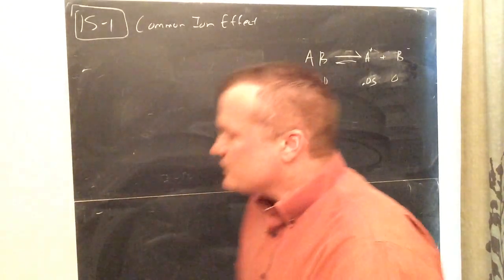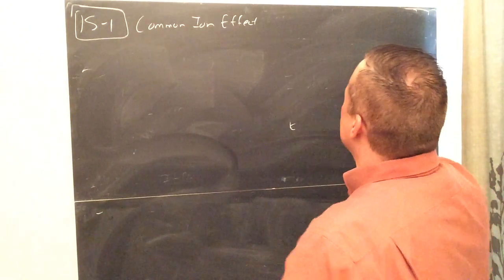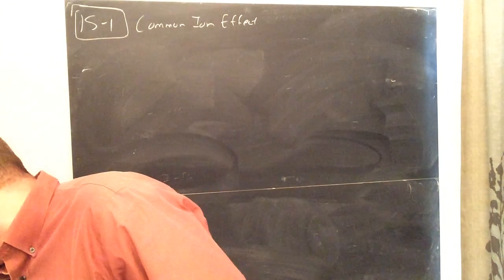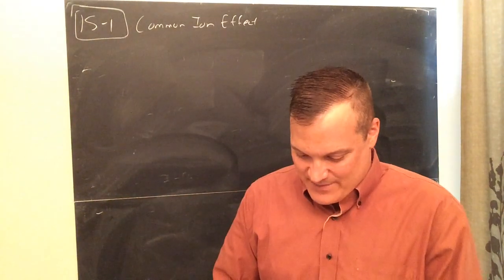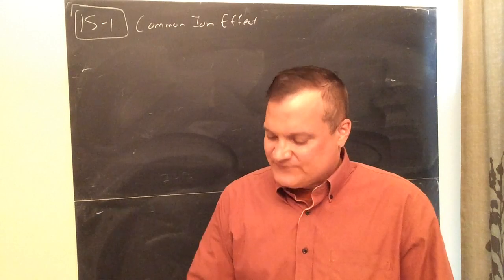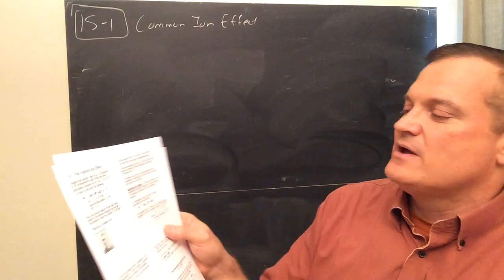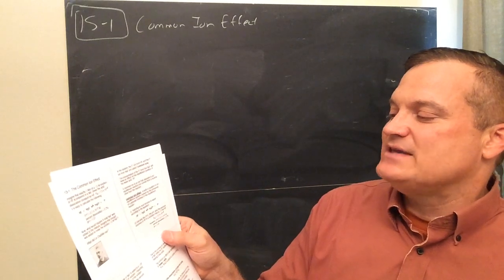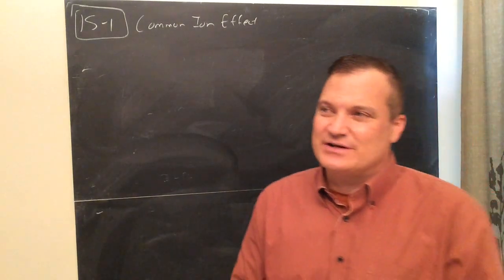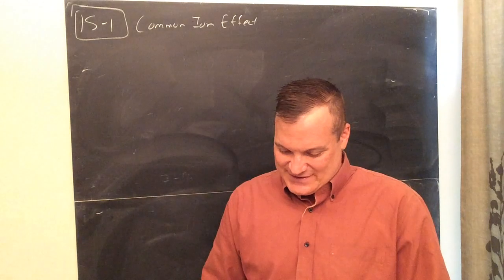So how can I recognize a common ion effect? All right, here's the better way. I didn't give you a real definition there, but it says here, common ion effect is a shift in position of an equilibrium system caused by the presence of a species involved in the chemical reaction. Well, that doesn't sound too good either, does it?